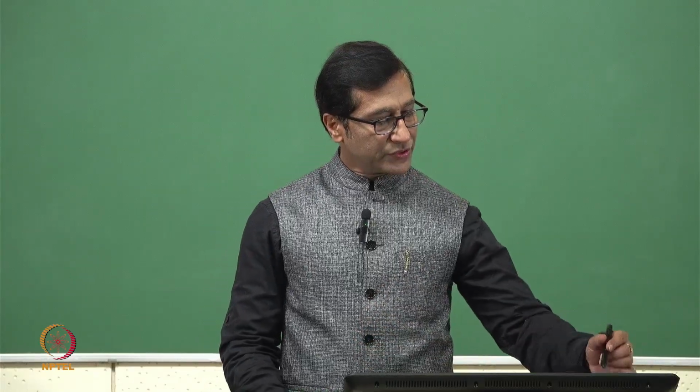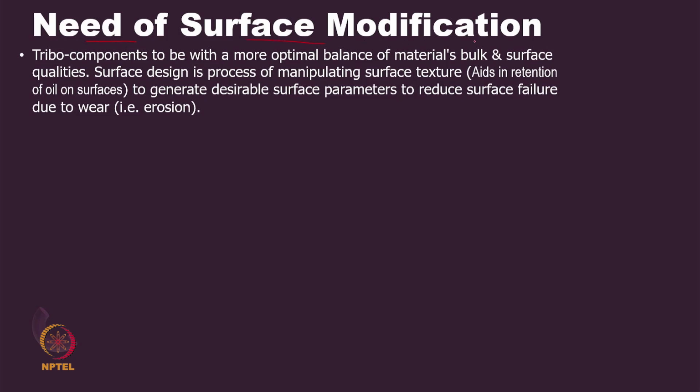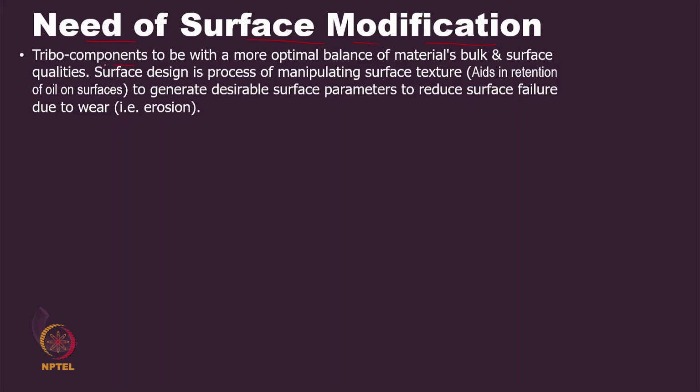Now we have understood that there is a need for surface modification to accommodate various conditions. As I say, the lubricant alone cannot handle all the conditions. So we really require even more surface treatment, increase in hardness, providing some sort of coating on the surface. Of course, coating we will learn in the next lecture, lecture 14, which will be discussed only on coating. Now here already we say the tribo components need a more optimal balance.